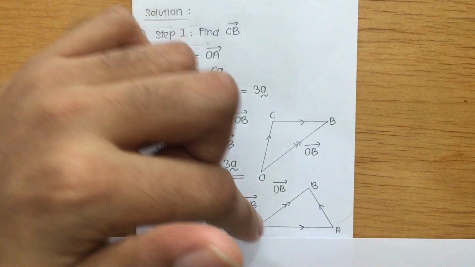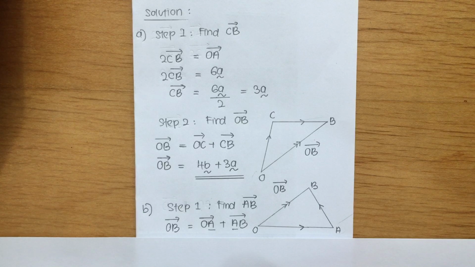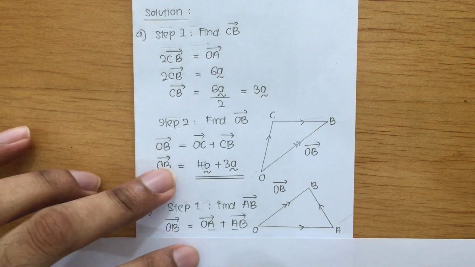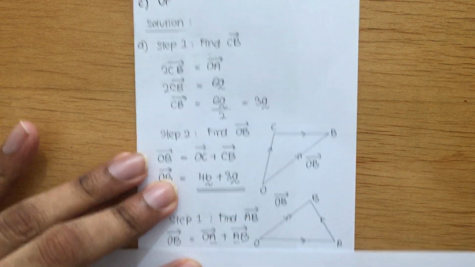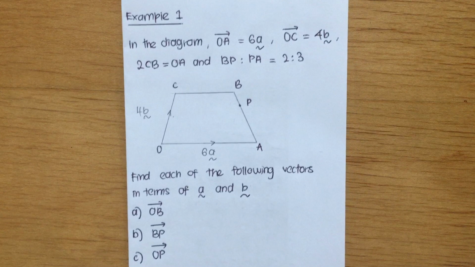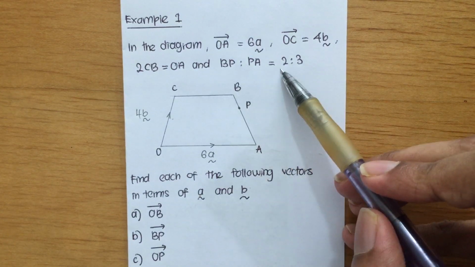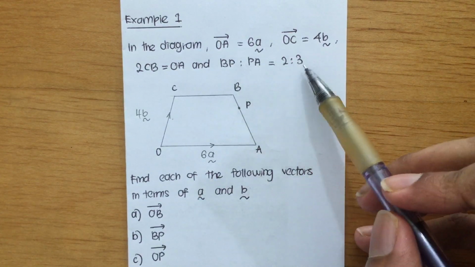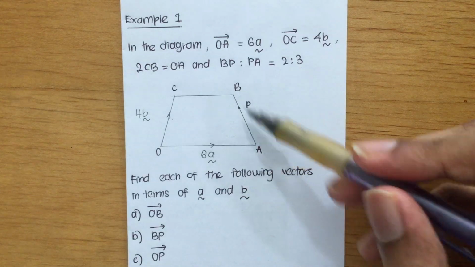Vector OA, we already know the value is 6A. But do we know the vector AB? We have no idea of the vector AB. But we know the relationship between BP and PA is 2 to 3. So we're going to use this ratio to find our vector AB, guys.